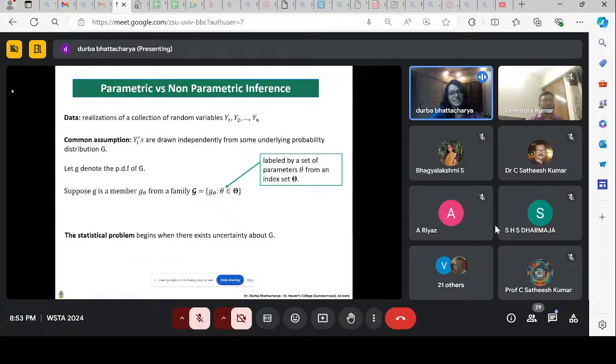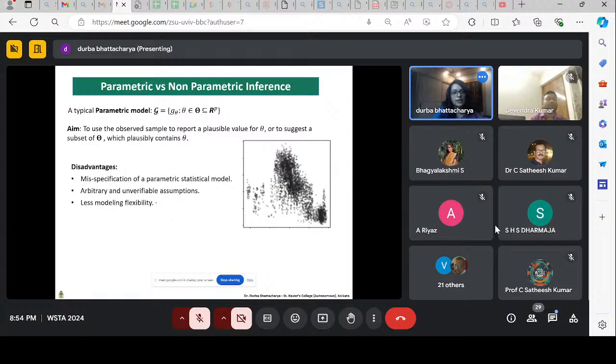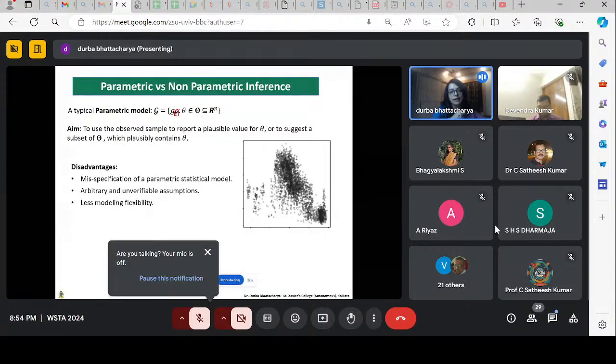In any statistical problem solving, we start with data, which is a collection of random variables. The statistical problem arises when we try to model this data using some probability distribution, capital G. The problem arises when there is some uncertainty about G, and how we deal with this uncertainty gives rise to various perspectives on how we want to solve the problem. In a typical parametric model, the class of distributions is indexed by a finite set of parameters theta. We aim to use our sample to find a plausible value of theta, or to suggest a subset of theta which can possibly contain theta.